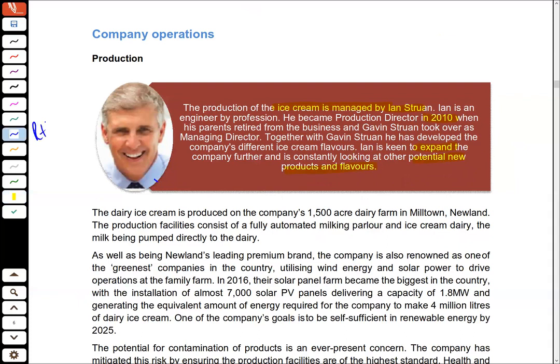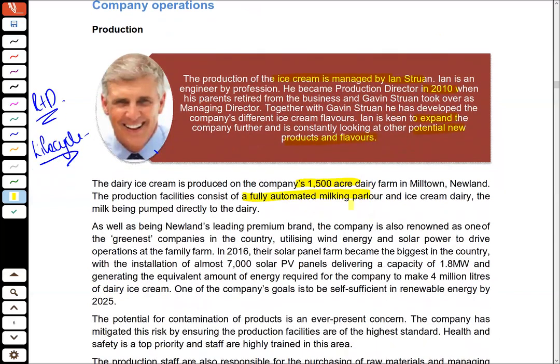So clearly the organisation are dealing quite heavily from an R&D point of view. They are keen to invest and to develop. And if we think about life cycle costing at all, obviously it is important that we are factoring these costs in as well. The actual operation then, where the ice cream is produced on the company's 1,500 acre farm, and it is a fully automated milking parlour and ice cream dairy, and the milk is being pumped directly to the dairy.